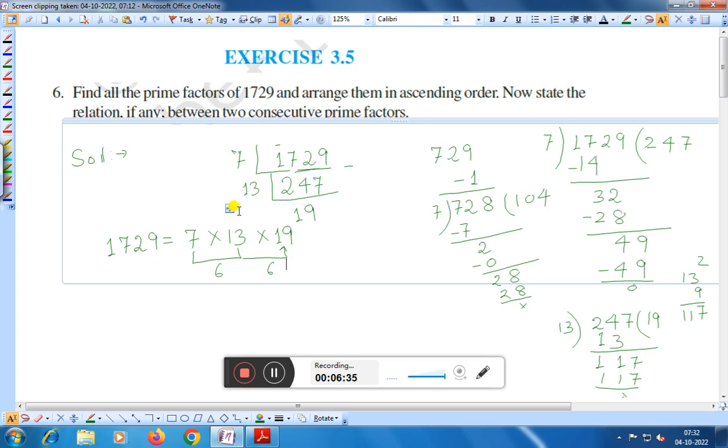And what is the relation between them? If we add 6 to 7, we get 13, and if we add 6 to 13, we get 19. Therefore, the difference between consecutive prime factors is 6. This is the relation between the consecutive prime factors. This is the solution of question number 6.